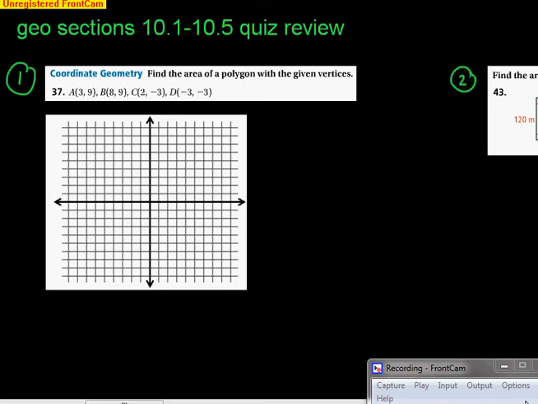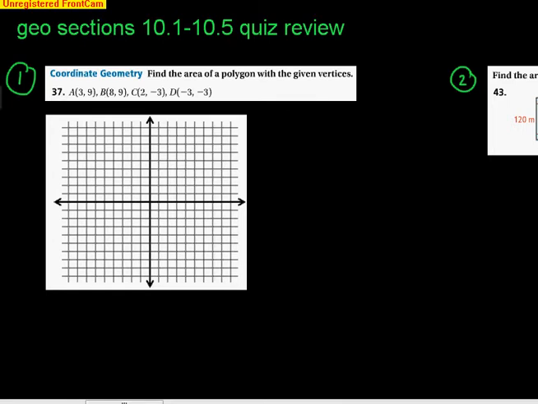Okay, this video is meant for geometry. We have a quiz coming up on Monday or Tuesday covering the first 5 sections in Chapter 10. And let's take a look at some of these questions here. Alright, first one. We're going to find the area of this polygon.